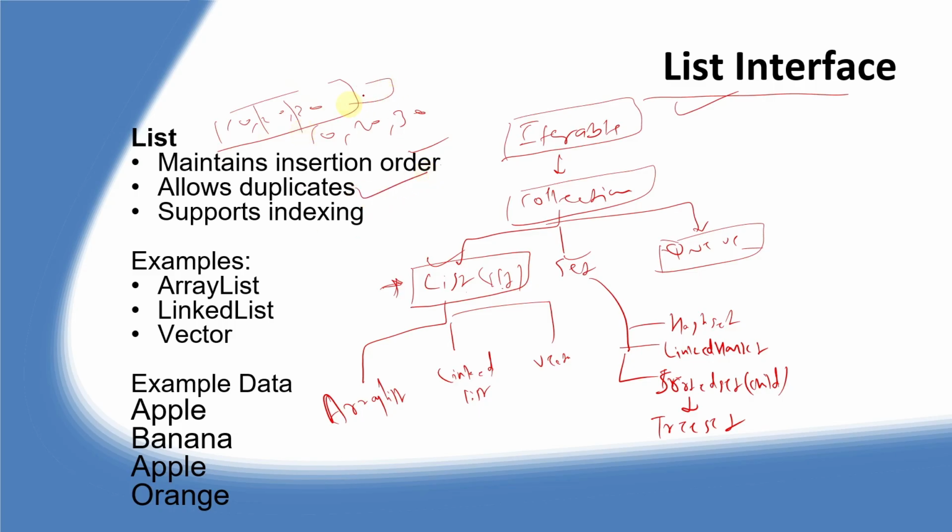If we want to store 30 again, it will store 30 also, and it supports index-based operations. These are indexes, right? 0, 1, 2. So if you want to perform some operations based on index, List supports those operations. And what are the implementation classes of this List interface? So these are implementation classes. Implementation classes means the classes which are implementing this interface.